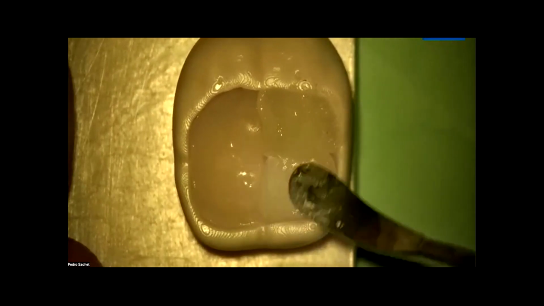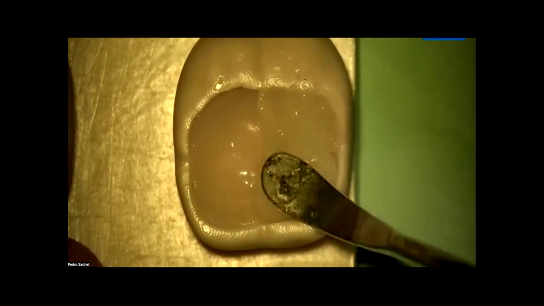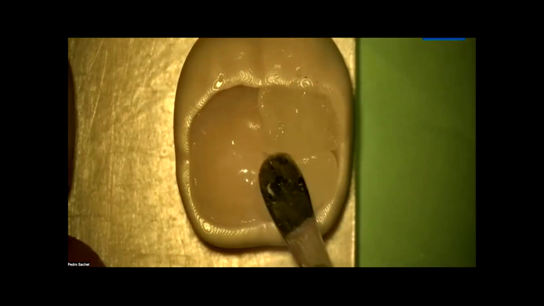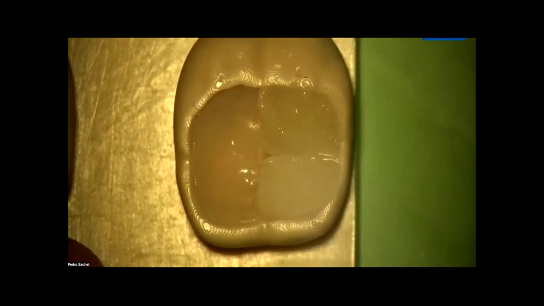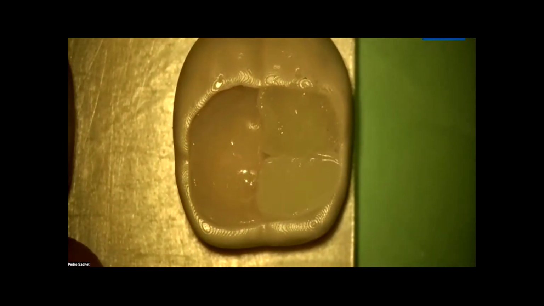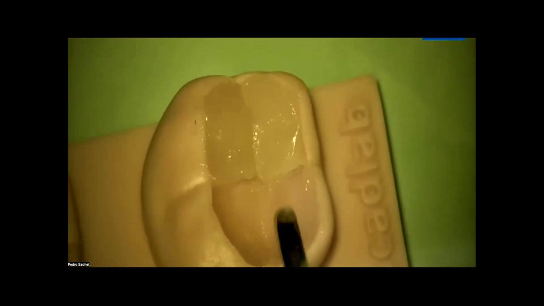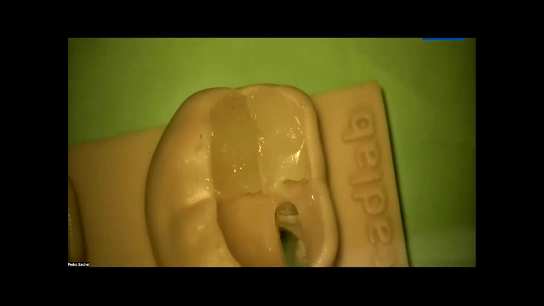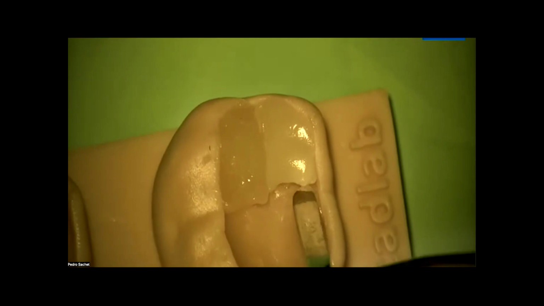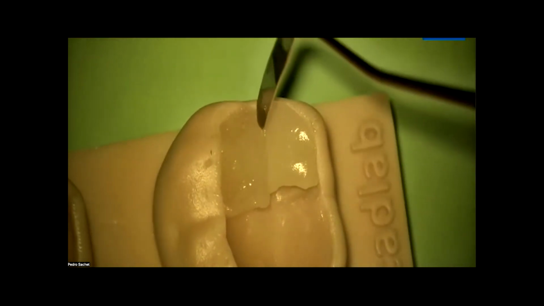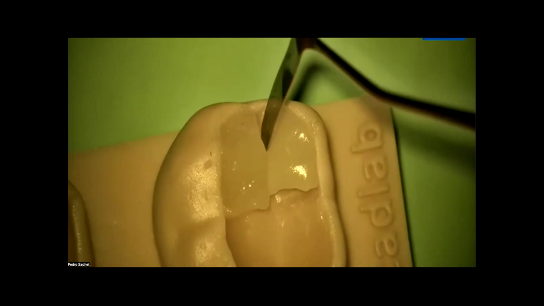So now you can see I'm applying resin over the sulcus. I'm not concerned about that right now. And now I start the inversion again. Look, that's the reason I need to work with hard resin. It cannot be such a soft resin. I will open the sulcus again.